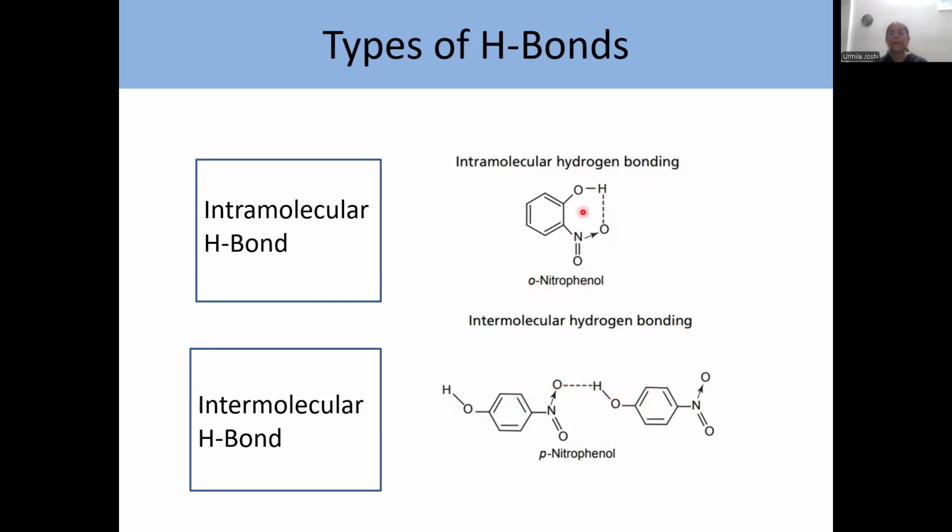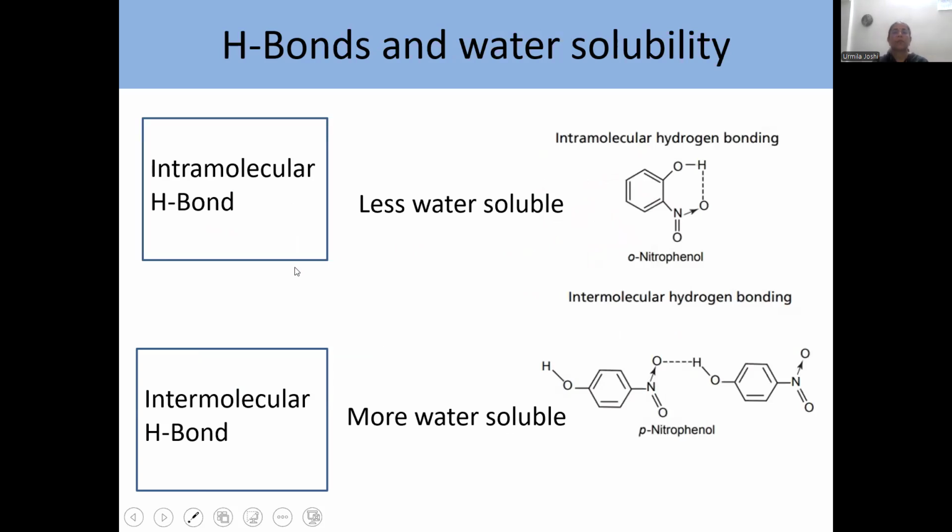In case of orthonitrophenol, both hydrogen bond donor and hydrogen bond acceptor come from the same molecule. So this is called an intramolecular hydrogen bond. If we talk about orthonitrophenol versus paranitrophenol, orthonitrophenol forms an intramolecular hydrogen bond and it is less water soluble.